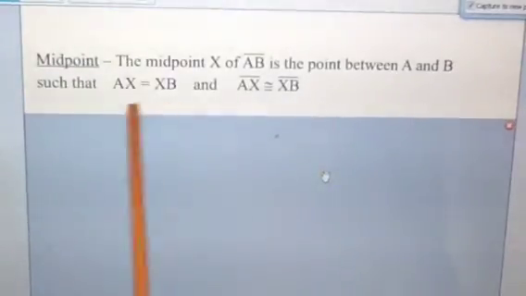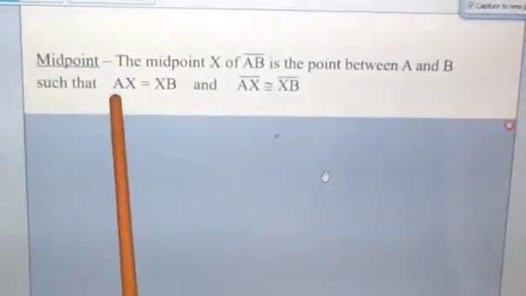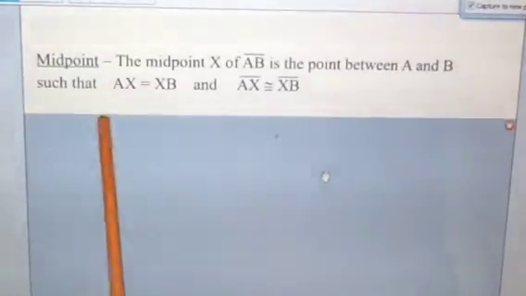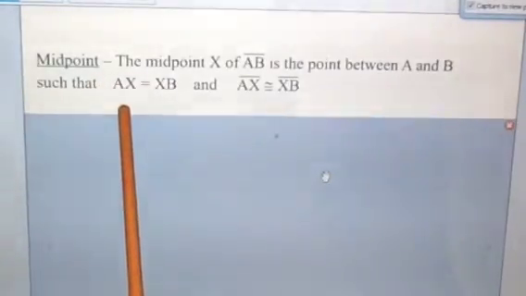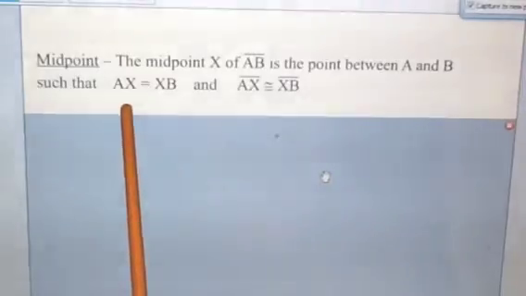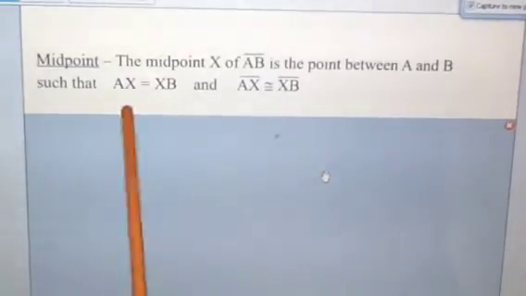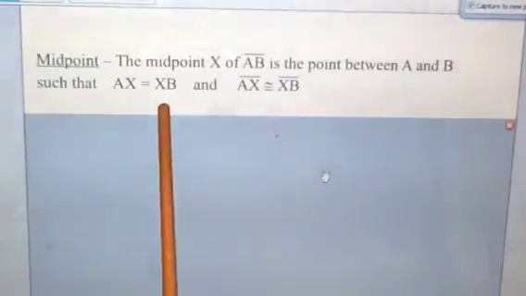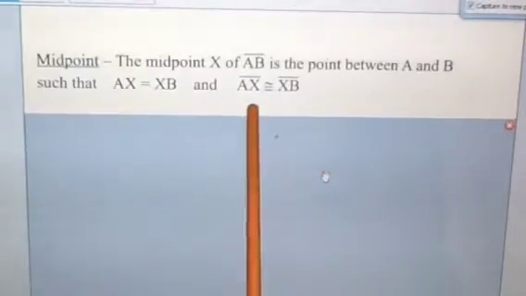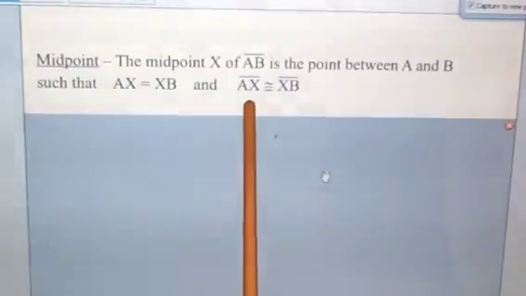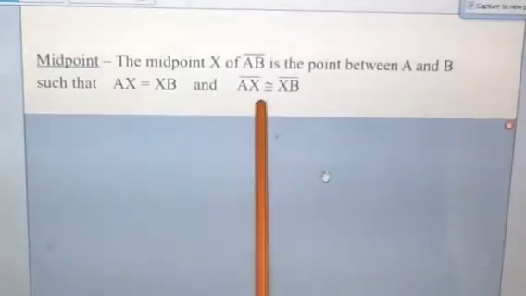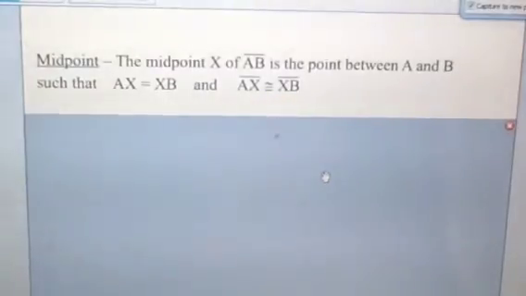Let's just review this notation quickly. AX, when written without the line segment over the top, means the distance between the 2 points, which is a number, and that is equal to the distance between these 2 points, which is a number. So the midpoint separates the segments into equal segments. Over here, we're saying that the midpoint separates the segments into congruent segments.